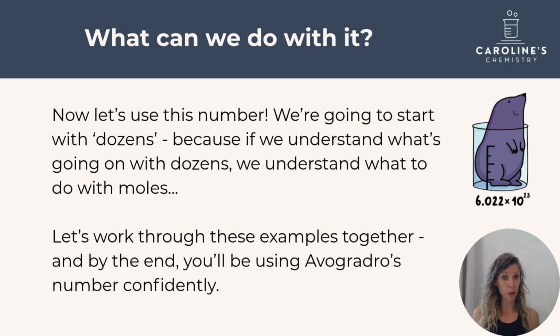If you get confused when you're reading a question, then you go back to: if this word was not mole, it was dozen, what would I do? Would I be timesing by 12 or dividing by 12? And then you can apply the same logic. By the end of these, you're going to be using Avogadro's number super confidently. Make sure that you hit pause if you want to have a go at the question before I talk it through all the way to the answer.